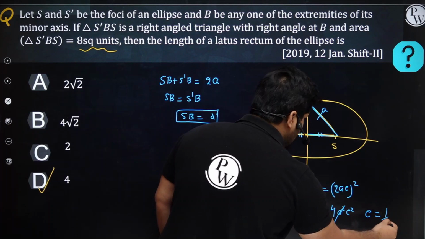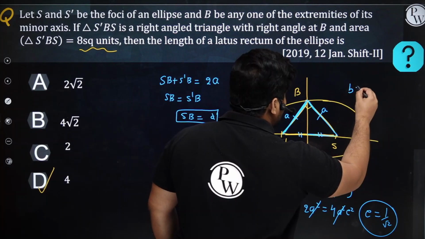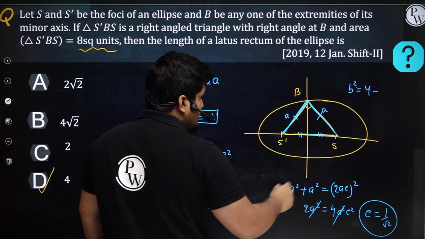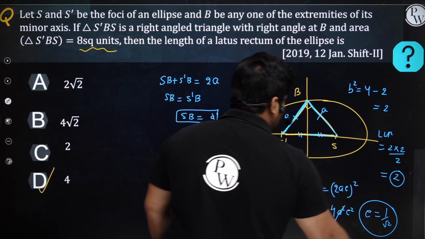So we have the value of a, we have the value of e. We want the latus rectum, so we need to find out b also. So b square will be equal to a square minus a square e square, which is 2. So the length of the latus rectum will be equal to 2b square by a. A is how much? 2. So the answer will be 2. You see, this is the answer.